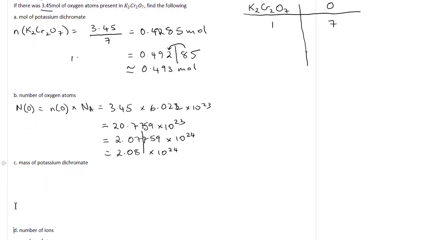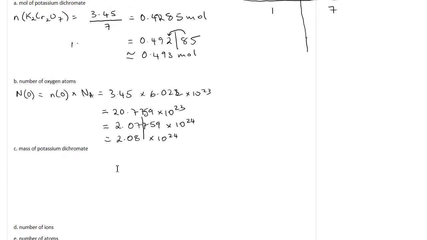Okay, next question, the mass of potassium dichromate. So we don't know the mass of potassium dichromate. So we can work this out by taking the mole of the substance and timesing it by the molar mass. So the mole we already found from question A. It was this amount here. I'm going to use a more accurate answer again. 0.49285 times by the molar mass of potassium dichromate.